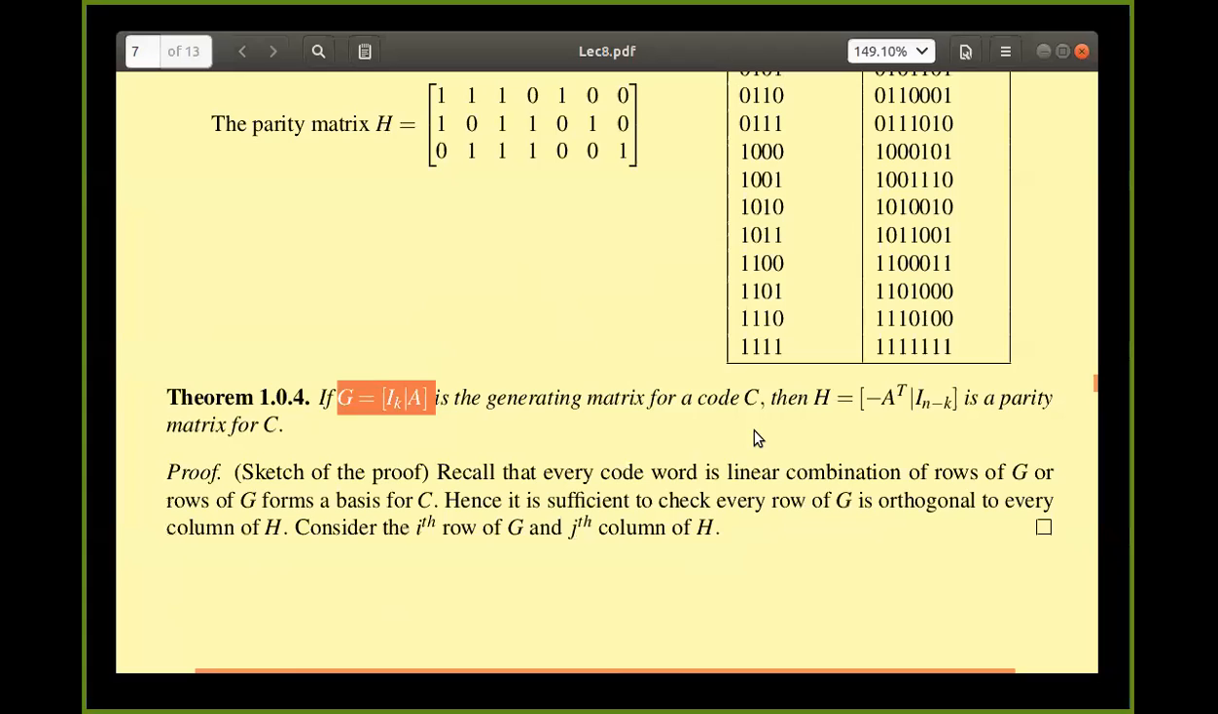So the sketch of the proof is this: recall that every code word is a linear combination of the rows of G, so the rows of G form a basis for C. Hence, it is sufficient to check that every row of G is orthogonal to every column of H. I have not given the complete proof, so I request you to do it. Take the ith row of G. How does the ith row of G look? Somebody can help me.